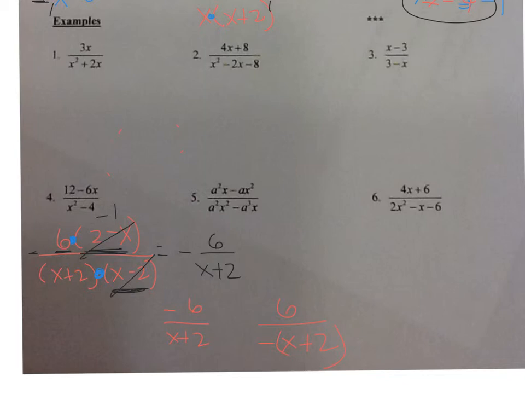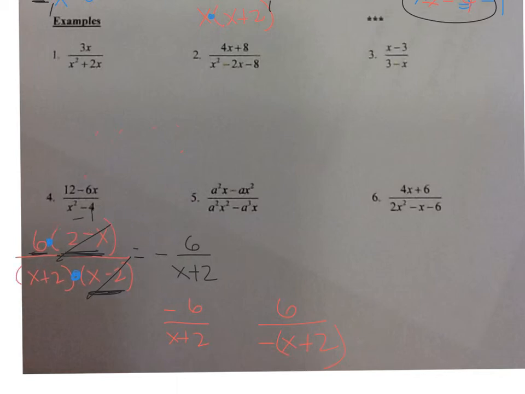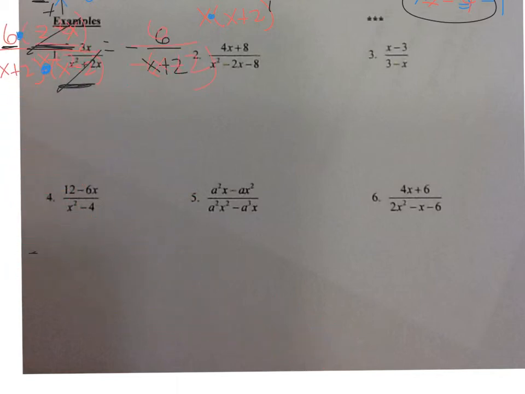All right, let's take a look at number 5. Look in the numerator, I have a GCF. The GCF is ax times a minus x. In the denominator, there is a GCF. I have a squared x times x minus a. So there is multiplication in between the a, the x, and the parentheses, and the a squared in the denominator, the x, and the x minus a.